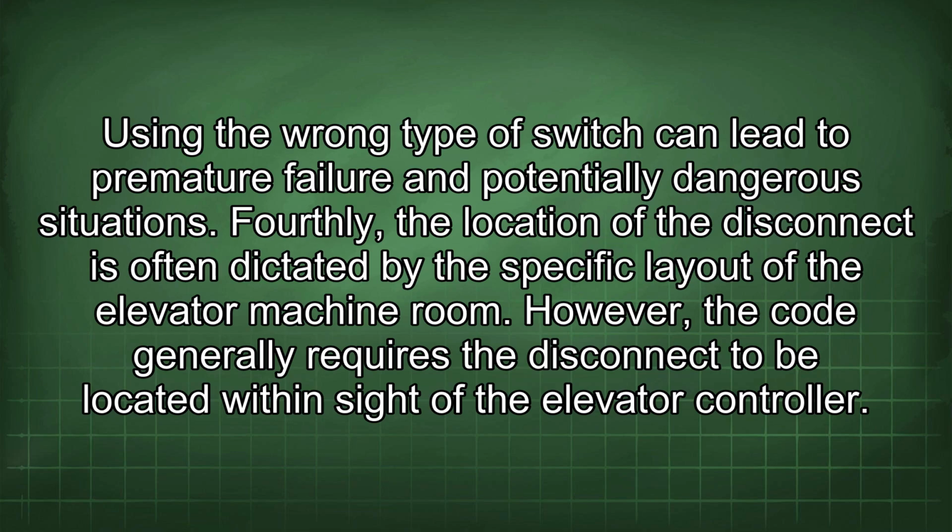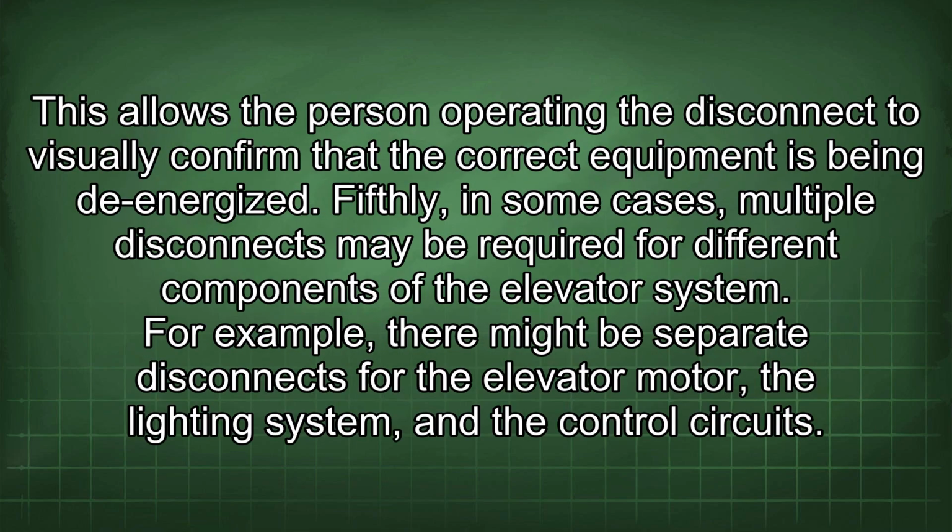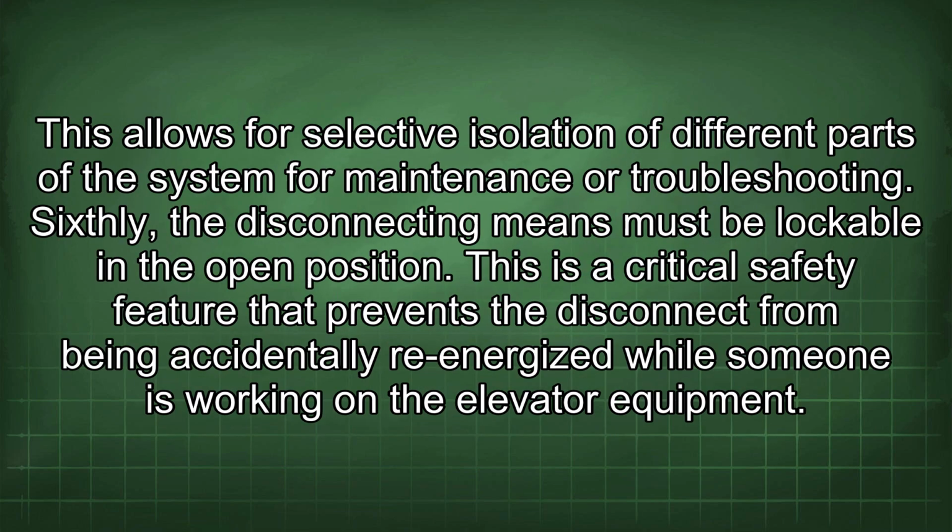Fourthly, the location of the disconnect is often dictated by the specific layout of the elevator machine room. However, the code generally requires the disconnect to be located within sight of the elevator controller. This allows the person operating the disconnect to visually confirm that the correct equipment is being de-energized. Fifthly, in some cases, multiple disconnects may be required for different components of the elevator system. For example, there might be separate disconnects for the elevator motor, the lighting system, and the control circuits. This allows for selective isolation of different parts of the system for maintenance or troubleshooting.